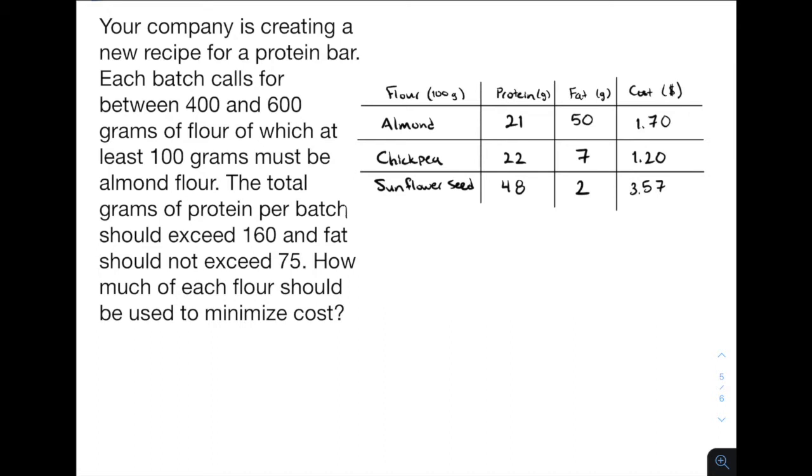We're also given the following table that gives nutritional information for each kind of flour. Almond flour provides 21 grams of protein, 50 grams of fat, and costs $1.70 for every 100 grams. Chickpea provides 22 grams of protein, 7 grams of fat, and costs $1.20 for every 100 grams of it. Lastly, we have sunflower seed, which provides 48 grams of protein, 2 grams of fat, and costs $3.57 for every 100 grams.